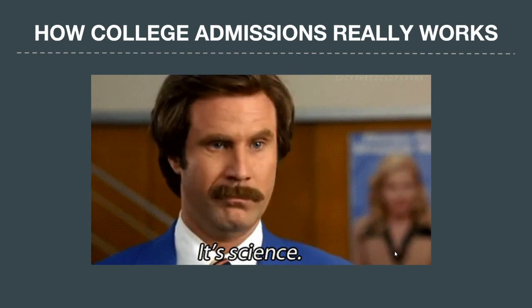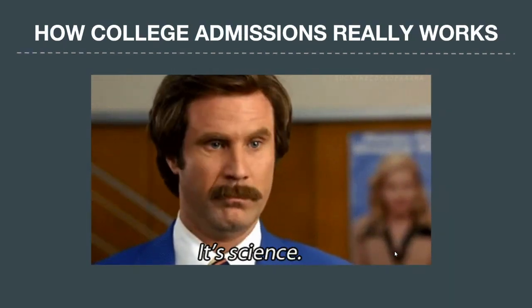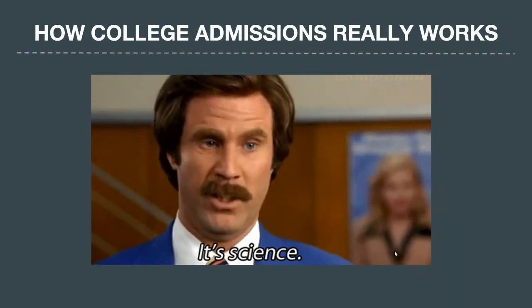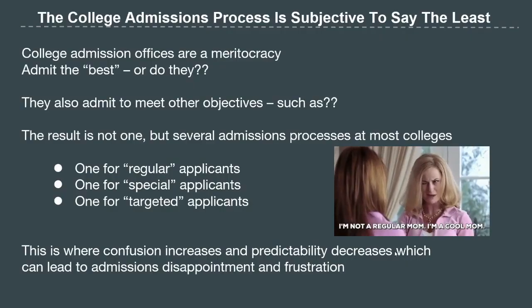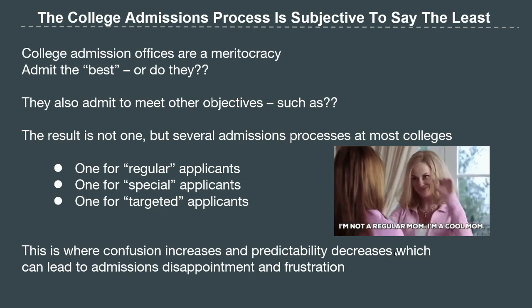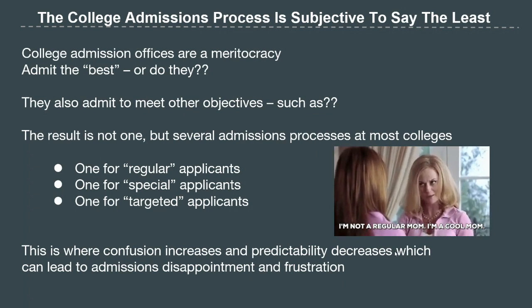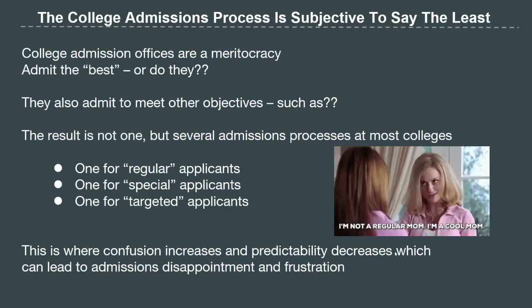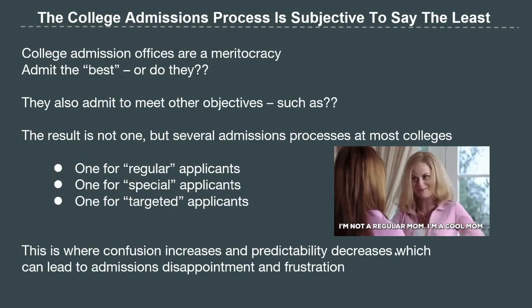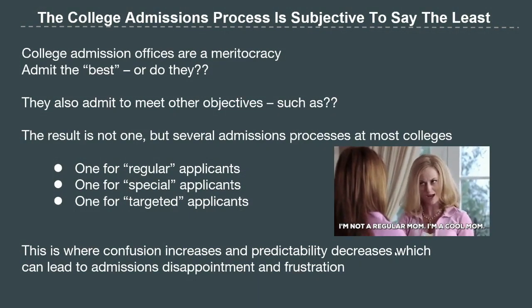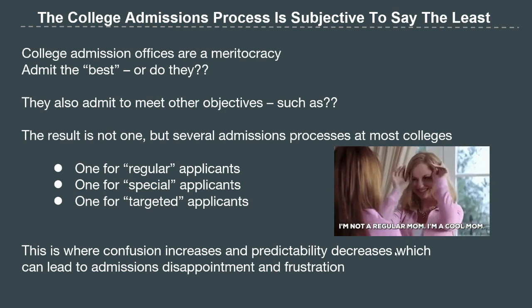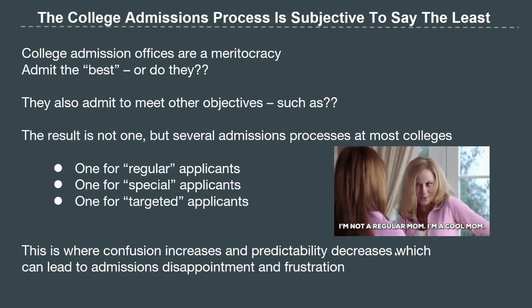So let's talk about how college admissions really works. Is it science? Well, it might be, but if it is, it's a science very specific to the college that's not publicly known. So it's a very subjective process. You'd like to think that college offices actually are a meritocracy. They admit the quote unquote best. However, as the quotes insinuate, best is subjective. The way a specific college may define best could be different for another specific college, and that's where the uncertainty comes in.